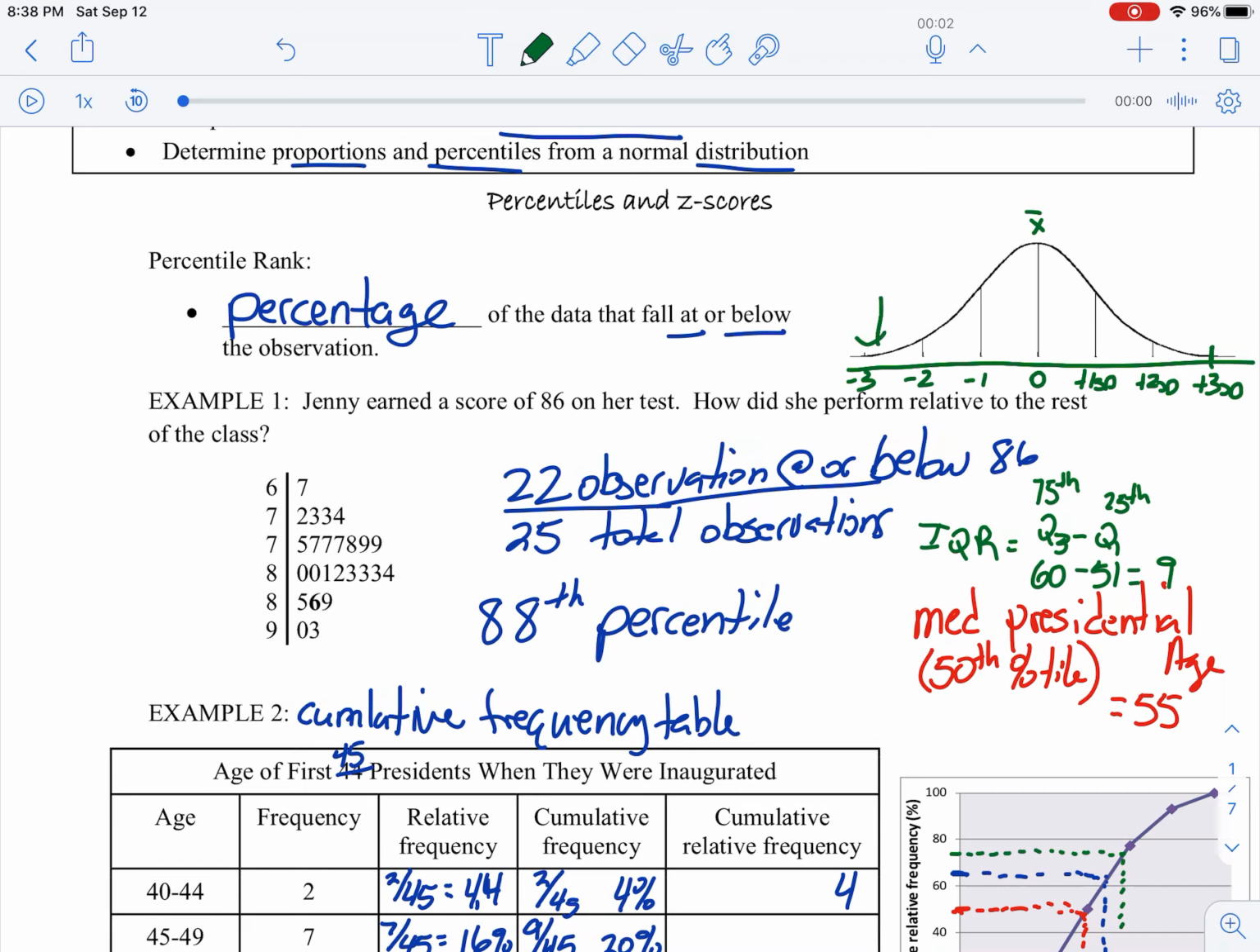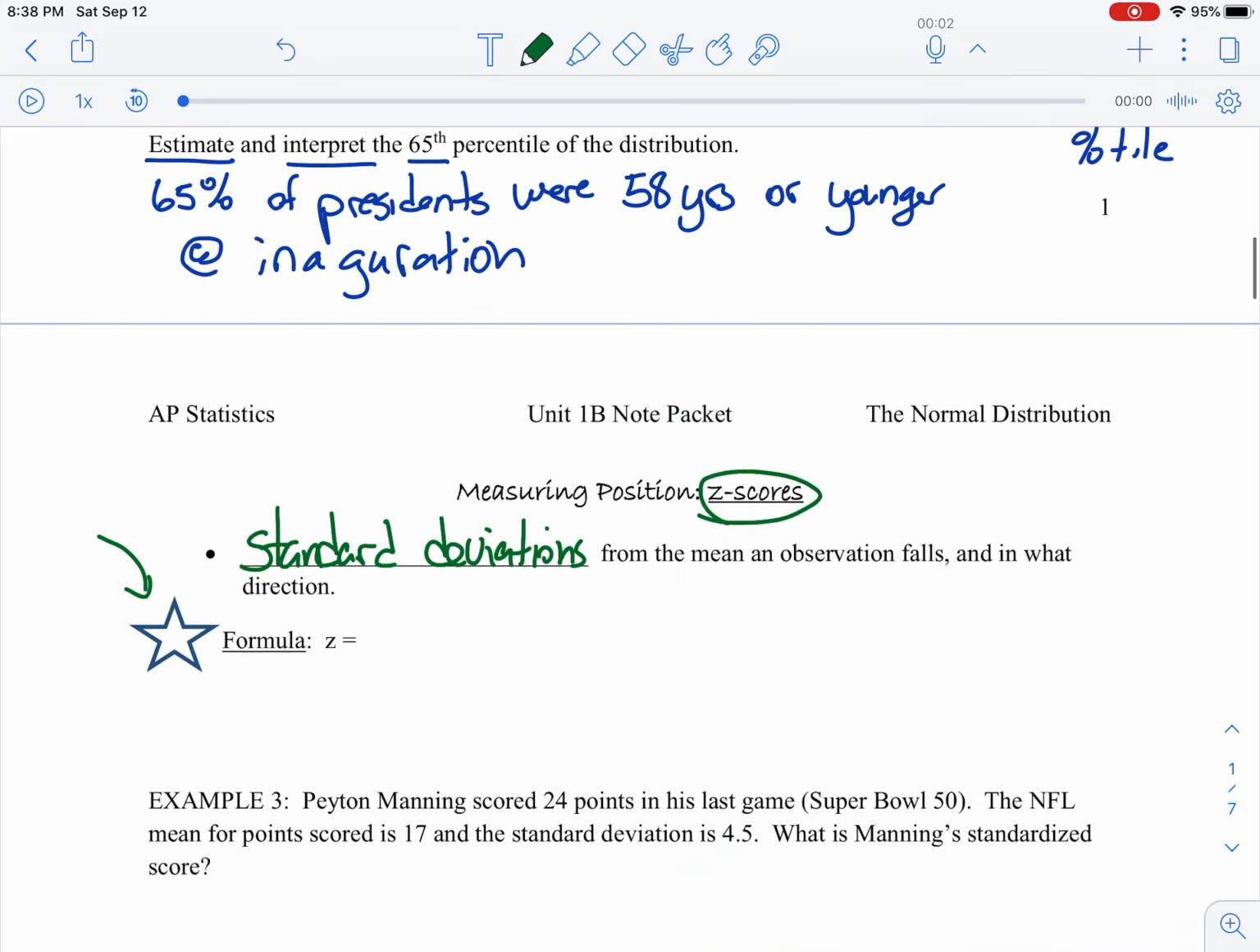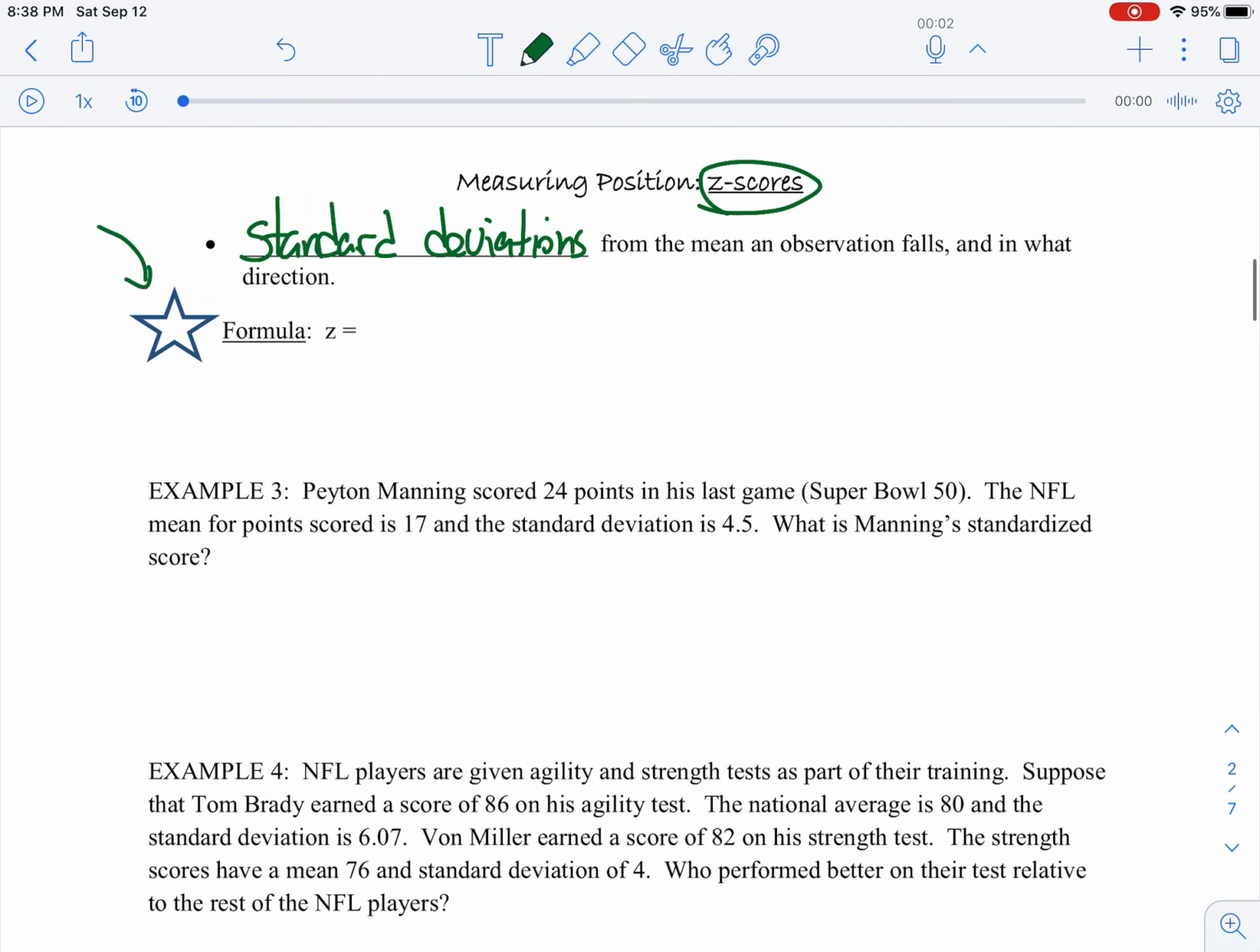Okay, so if I find something that is 2.8 standard deviations below the mean, I know that it's a really rare piece of data because it's way out there. And we'll talk about percentages when we get there. I mean, that's why we started out talking about percentiles, because our normal curve allows us to find percentages. But that's what we're doing. So we are finding the standard deviations from the mean an observation falls, and in what direction.